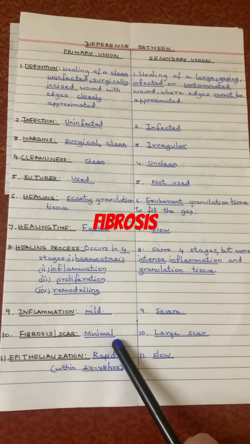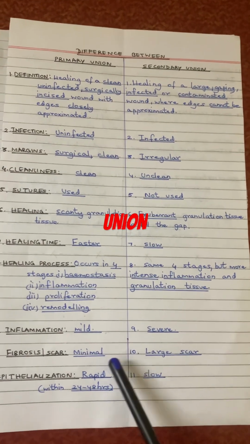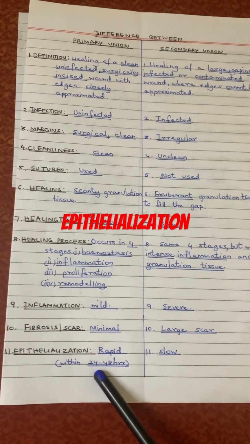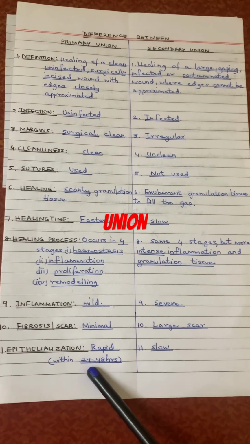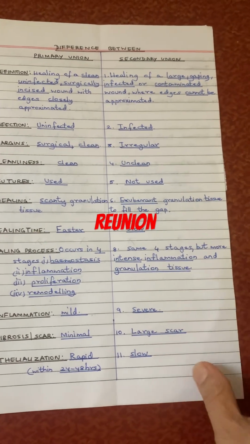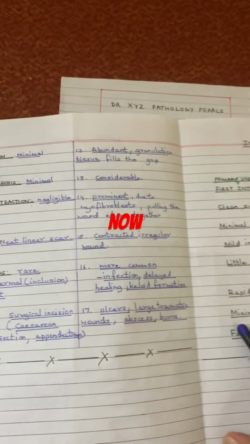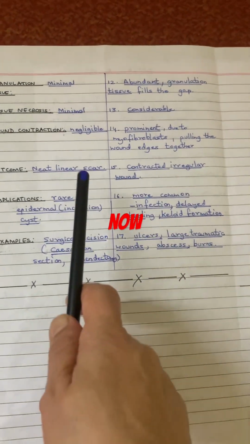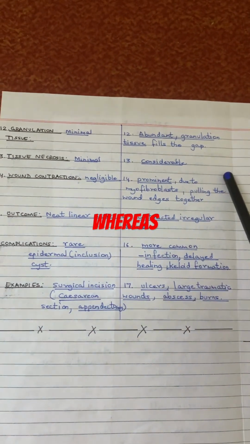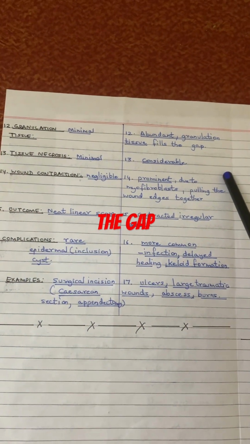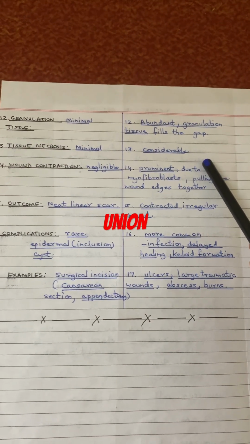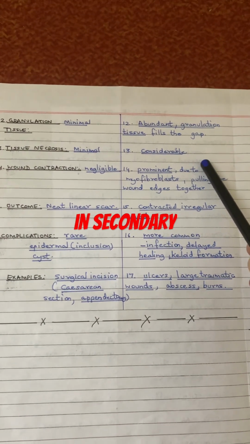There is minimal fibrosis or scar in primary union, whereas the scar in secondary union is large. Epithelialization is rapid in primary union, occurring within 24 to 48 hours, whereas it is slow in secondary union. Now, granulation tissue is minimal in primary union, whereas it is abundant, filling the gap in secondary union. Tissue necrosis is minimal in primary union, whereas it is considerable in secondary union.